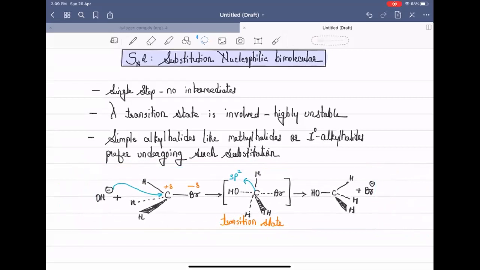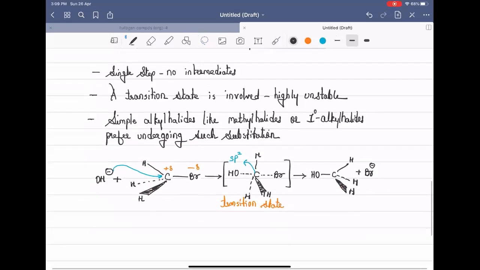Okay. Another important thing that you have to know is, look at this. You started with one configuration and the product has the entire configuration flipped onto the other side. We call this inversion. SN2 is always followed by inversion. This is one of the key things that happens in SN2.